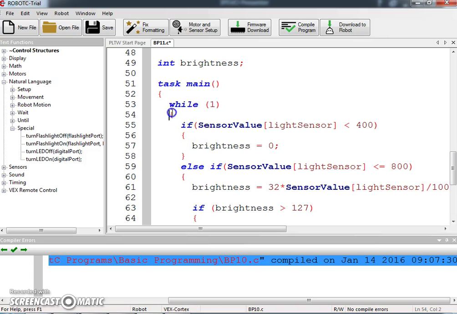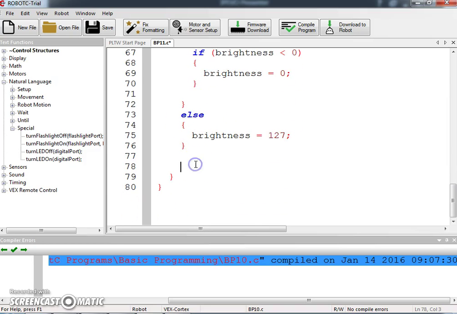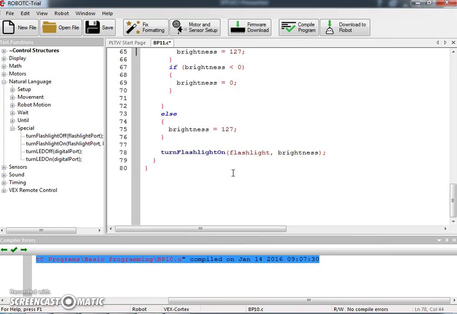So before this while right here, we're going to find the value of brightness, and now we're going to turn flashlight on, and now instead of a number, we're going to say turn it on at brightness. I'm going to zoom out so you can see all the code here.